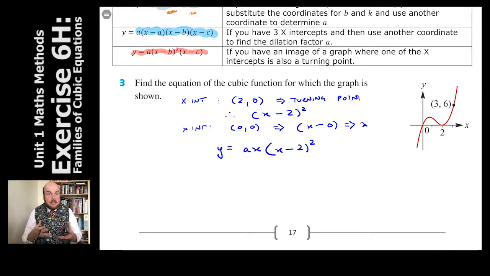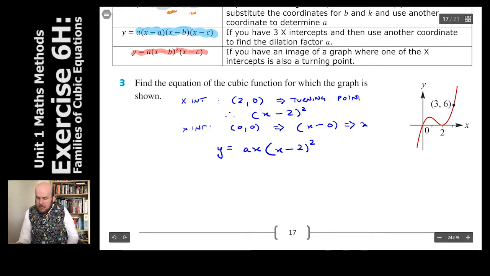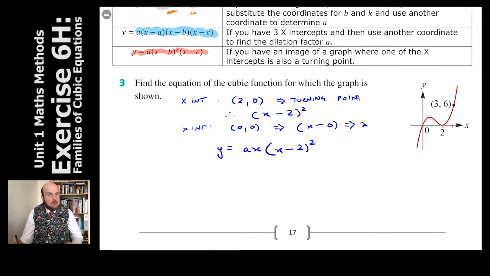Now we just need to know what this value of a is. A is a dilation factor, by the way. It's just how much it's been stretched or squashed down. To find this a, we've got this random coordinate. I'm going to use the random coordinate rather than the x-intercepts, because if you substitute, say, 2 for x in here, you'll get a 0 and everything will get knocked out. If you substitute 0 for x, everything will get knocked out. So we don't want to knock out anything. That's why we have that random coordinate in there.